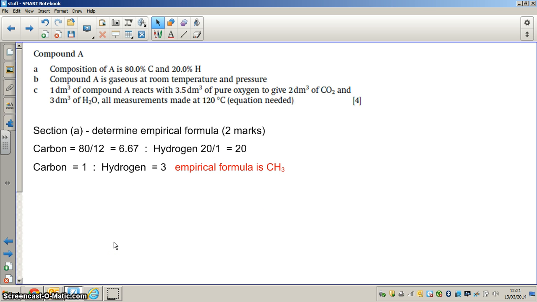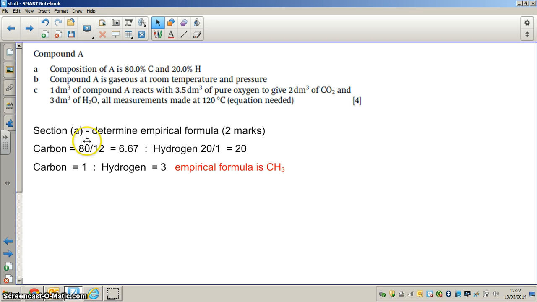The first compound to identify, we have this information given to us, and the total mark for this question is 4 marks. The first 2 marks are for identifying the empirical formula, and we do that by looking at the percentage composition with the carbon and hydrogen. So this is just a straightforward hydrocarbon, 80% carbon, 20% hydrogen.